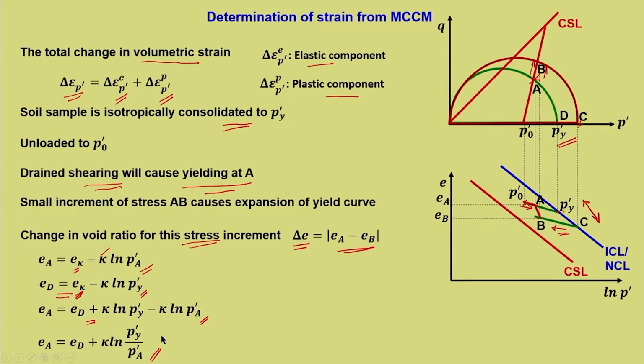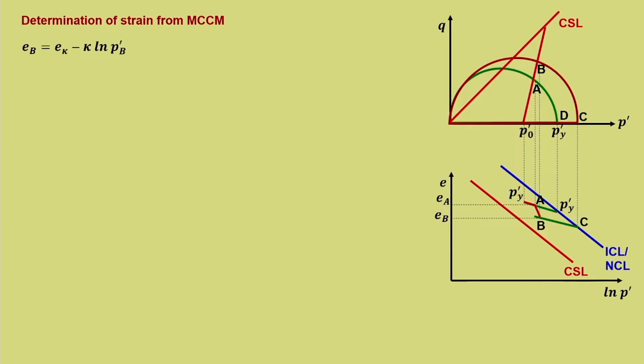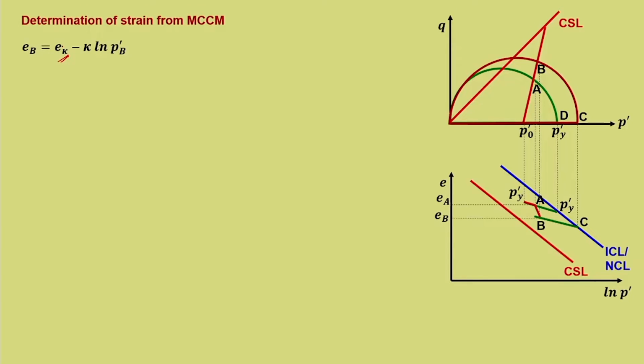Similarly, you can also get the expression for e_B. Now, same way e_B is equal to e_kappa minus kappa ln p dash b. Now, please remember, even though I have written e_kappa here, this would change. Why? Now, the point B is on another unloading reloading line, and this point we have specified when we discussed the critical state parameters. Like e_kappa or v_kappa keeps changing depending upon the point where it is unloaded. So, accordingly this e_kappa is different from the previous e_kappa, but since this e_kappa is not going to come into the equation, I have not used a separate terminology.